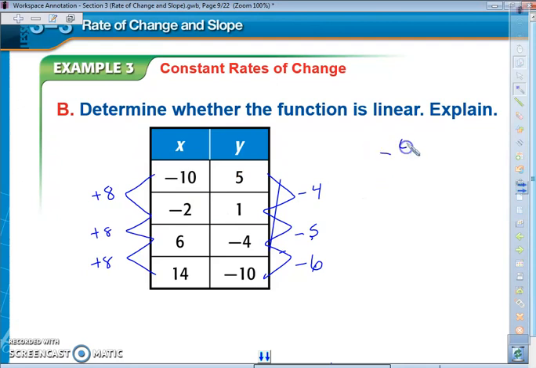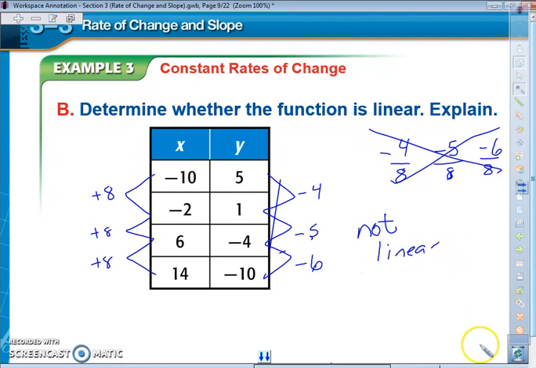I've got negative 4 over 8. Okay, just leave it like that. The middle 2 points, this one and this one, the rate of change is negative 5 over 8. And then the last one is negative 6 over 8. Now, my question to you is, are these the same fractions? And no, they're not. Okay, so this is not linear. All right, it is not a linear function.